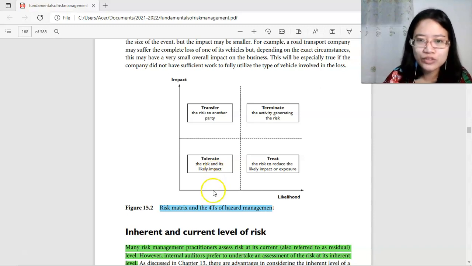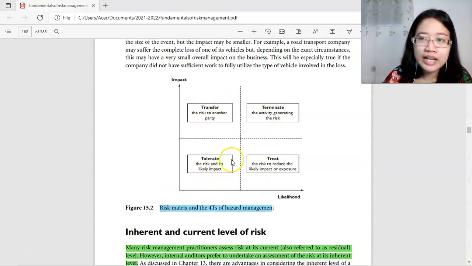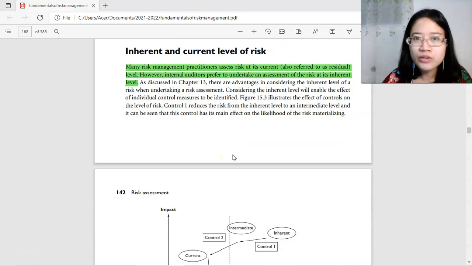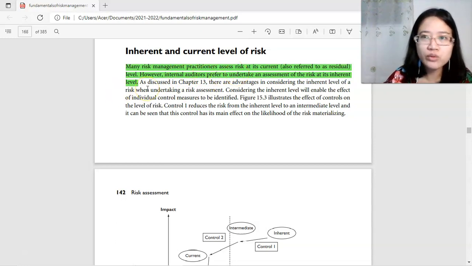Okay? Low likelihood. So essentially, ito yung combination of the risk matrix tapos yung appropriate risk treatment, depending on where they are on the diagram or the illustration. Okay, tapos meron tayong inherent and current level of risk. Many risk management practitioners assess risk at its current level, or yung tinatawag din na residual level. However, internal auditors prefer to undertake an assessment of the risk at its inherent level. Okay? So again, we have the inherent level saka yung current or residual level.